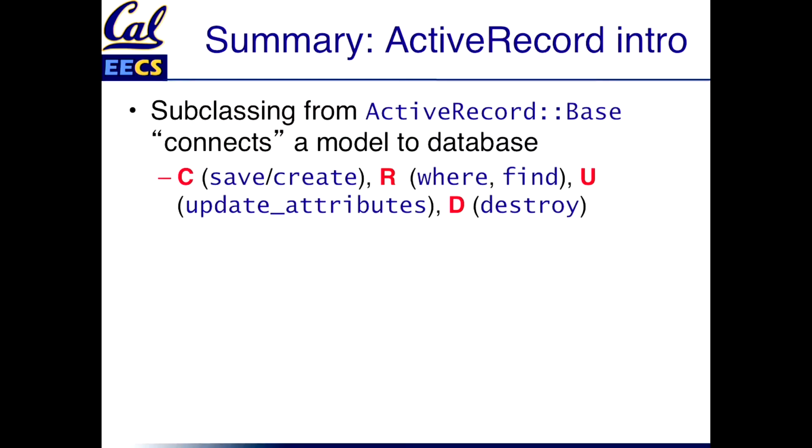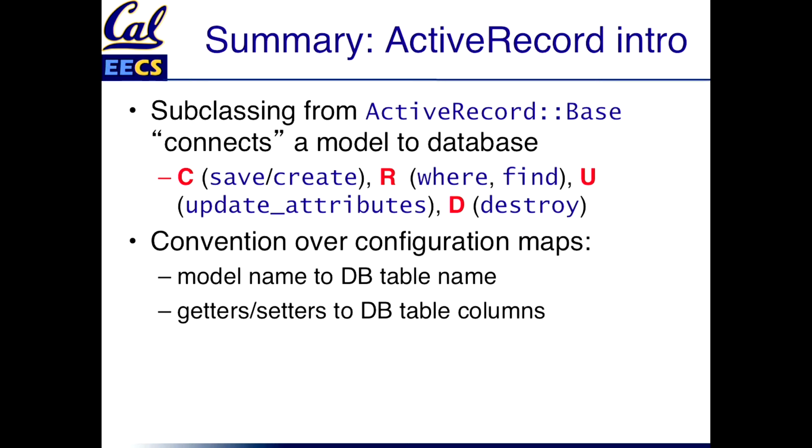And again, this works because all access to the internal state of an object is through these getters and setters, and we can modify at runtime how they behave. It's another example of how a language feature is used in support of an abstraction. So here's what we've learned so far about ActiveRecord, which is by far the most interesting and important part of Rails. This is just getting your feet wet. If you subclass from ActiveRecord base, that's how you create a model. That means that you can connect a model to the database and get built-in behaviors for doing the four basic CRUD operations.